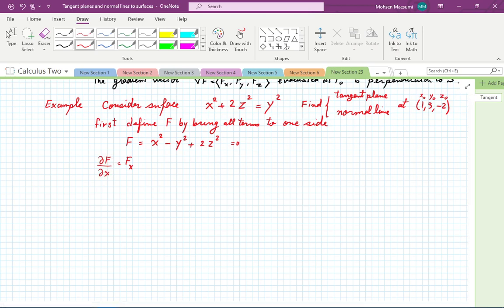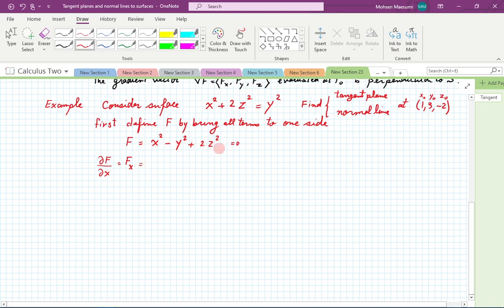Different people read it differently, so the long form of it is partial of f with respect to x, and let's just call it that. Sometimes they call it del f to del x, sometimes they refer to it as f sub x, and so on. So from the context and your instructor, you have to be clear as to what is meant.